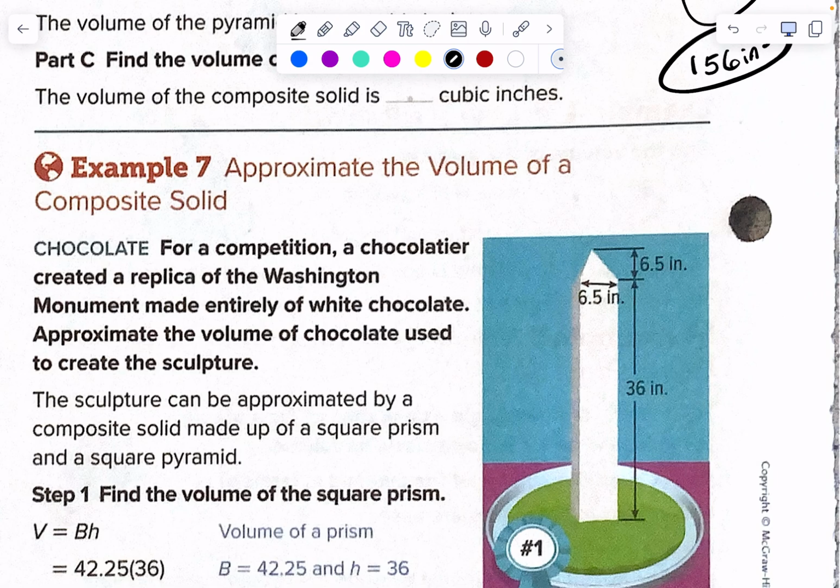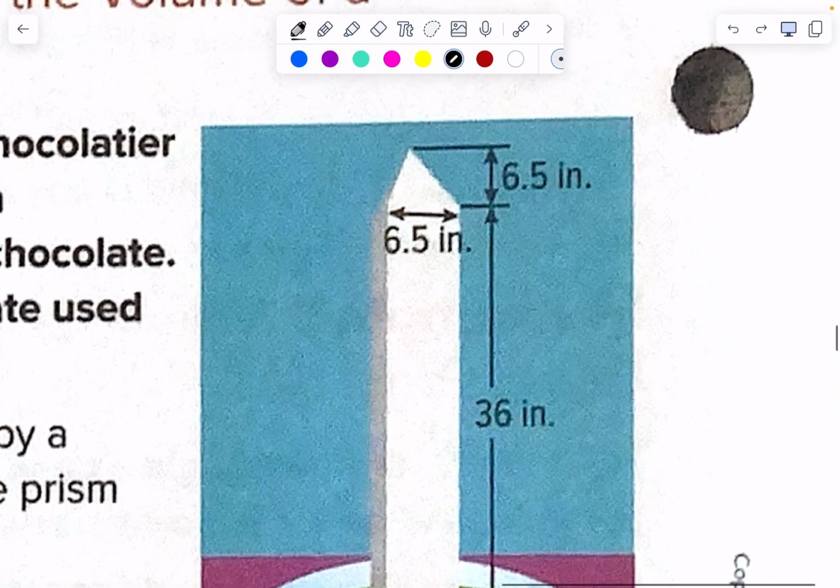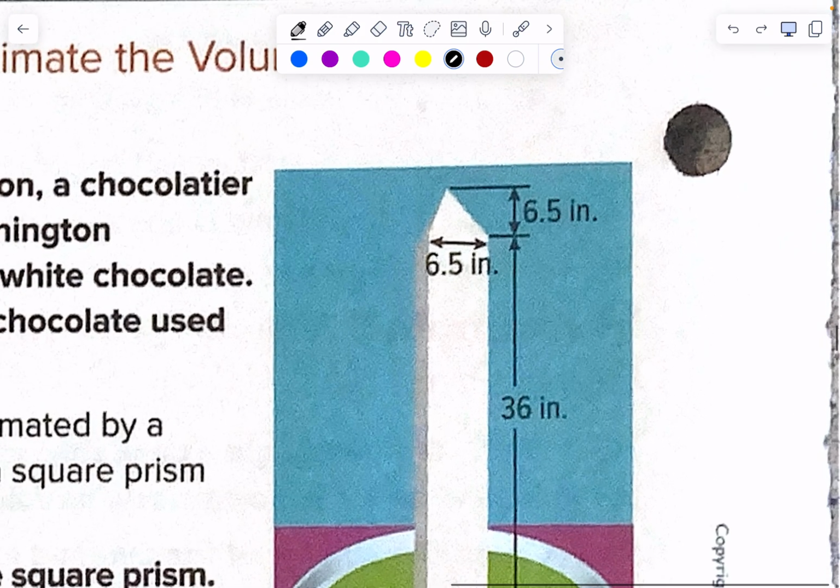The Washington Monument. It's not the actual Washington Monument because these are in inches, so it's like a scale model. We have a chocolatier creating a replica of the Washington Monument. All right, so we want to know dimensions of this. What two shapes? A prism and a pyramid. Same thing again, pyramid and a prism.